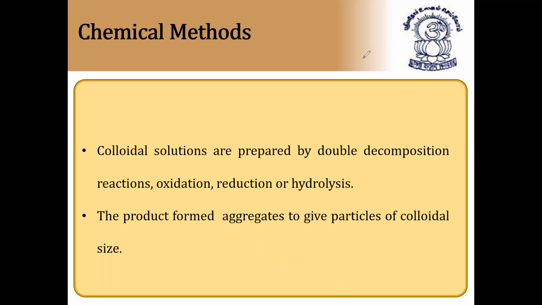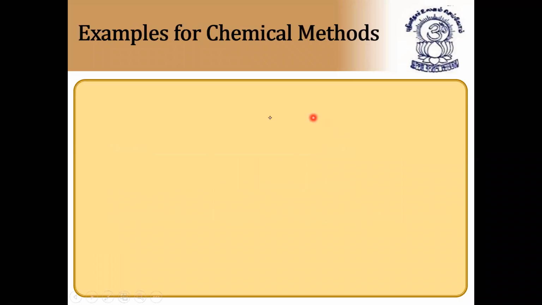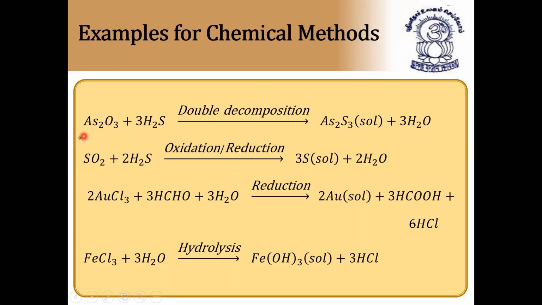Next, let us see double decomposition, oxidation, reduction, and hydrolysis. Coming to chemical methods, first example: arsenic oxide on reaction with hydrogen sulfide undergoes double decomposition and forms arsenic sulfide. Here sulfide, S2 minus, is in the place of oxygen, and oxygen is in the place of sulfur. So that is called double decomposition. It forms arsenic sulfide salt along with water. This is called a colloidal solution.